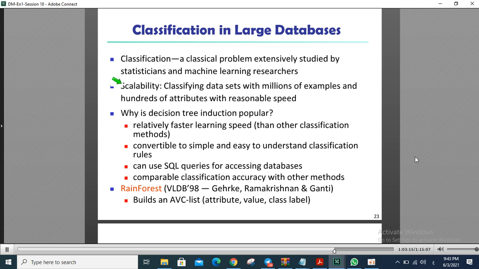Based on my experience in different data sets, I saw that in most cases, the decision tree classifiers can give you very good accuracy. They are standing among the best and among the most accurate classifiers.